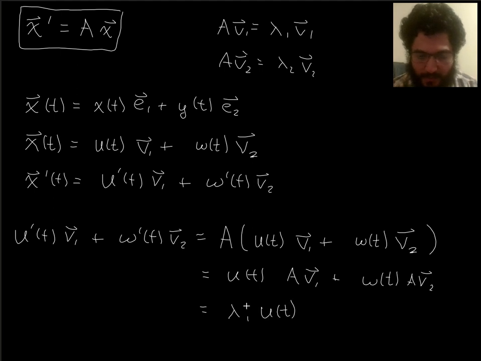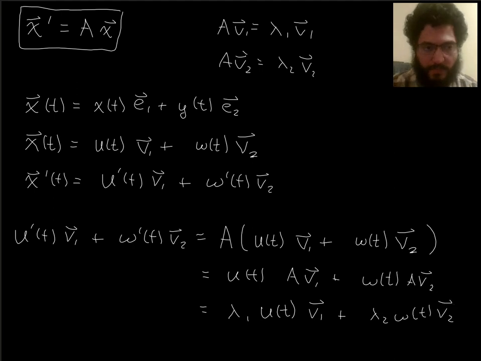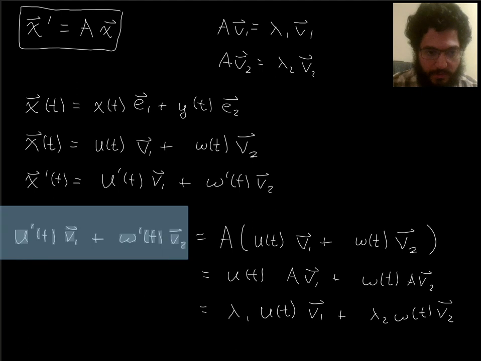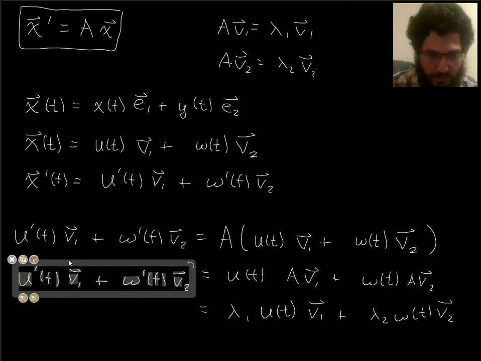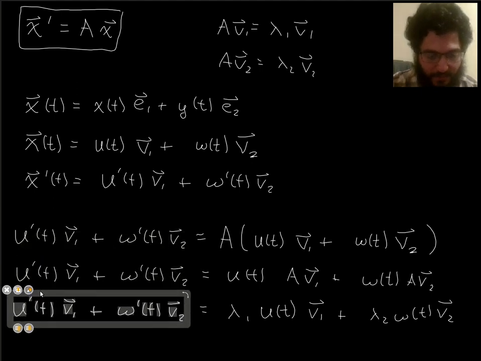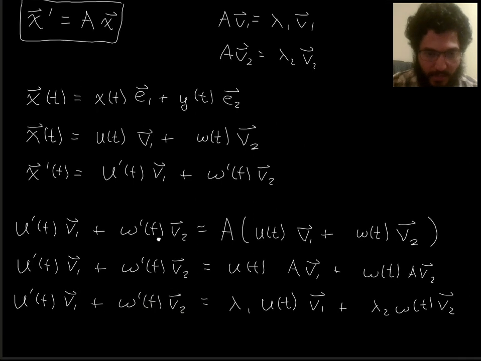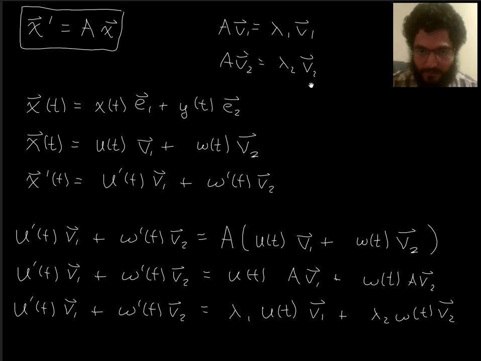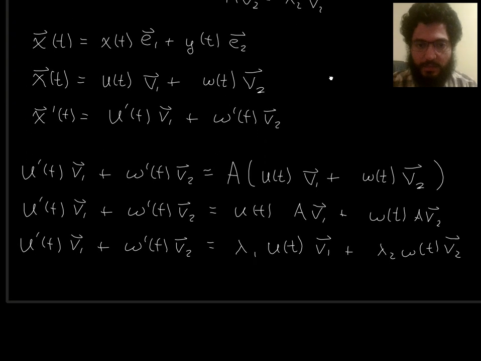So here we get, I'm going to write the lambda 1 on the left side. We get lambda 1 u of t v1, right? And then here we get lambda 2, A v2 is lambda 2 v2. So I get lambda 2 w of t v2. And so our differential equation, just duplicate this at each step, our differential equation now looks like this.